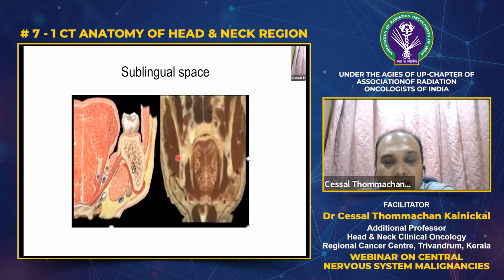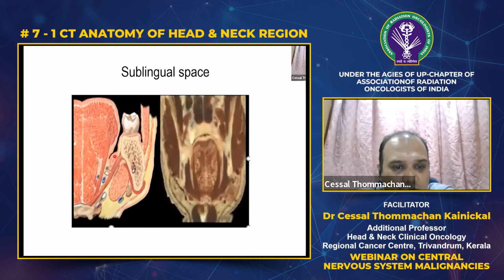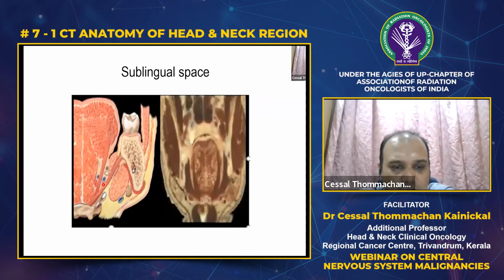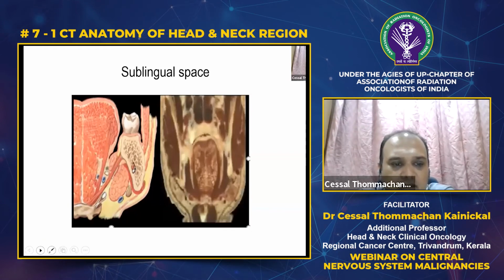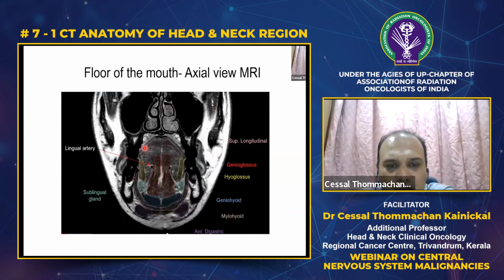Okay. I have shown you this in axial cut, but I will show you in the coronal view also. This space contains the sublingual gland and Wharton's duct. Then you have the hypoglossal nerve, the sublingual artery, and the lingual nerve. These are the structures in the sublingual space. That is why you need to understand it. Okay, I will show you in a coronal MR.